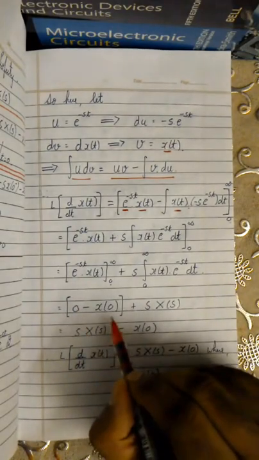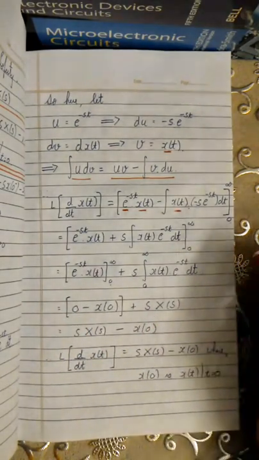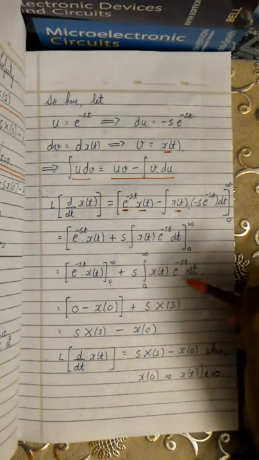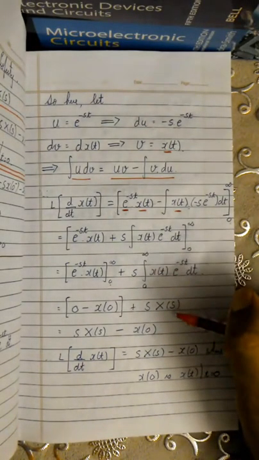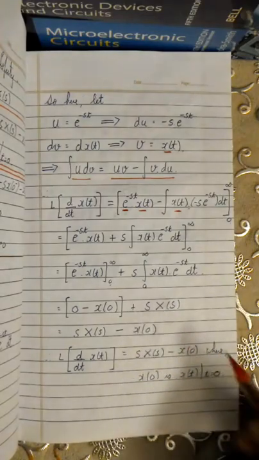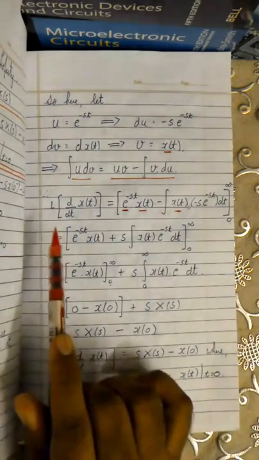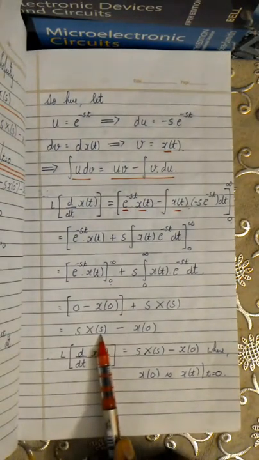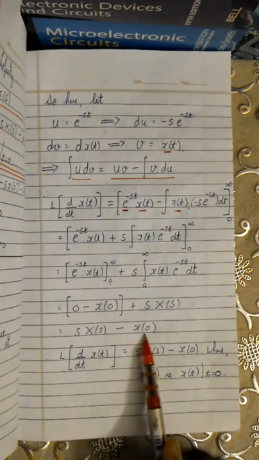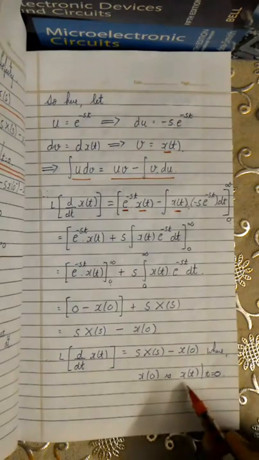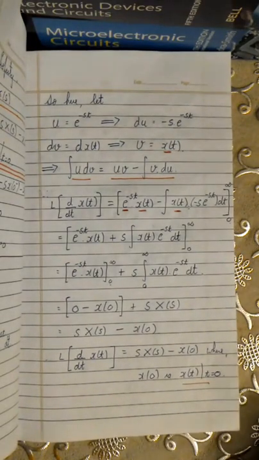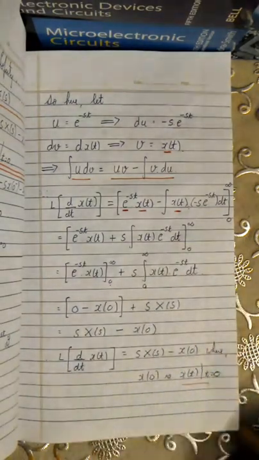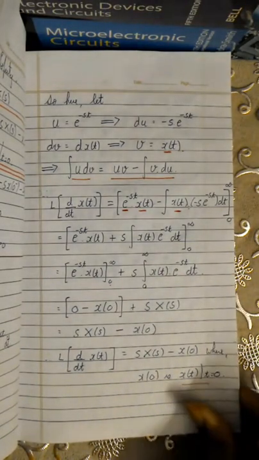So 0 minus x of 0 plus s into, this is nothing but the Laplace transform of x of t, right, which is capital X of s. So plus s X of s, or in other words, Laplace of d by dt of x of t is equal to s into X of s minus x of 0, where x of 0 is the value of x of t at t is equal to 0. This is how we apply the proof.